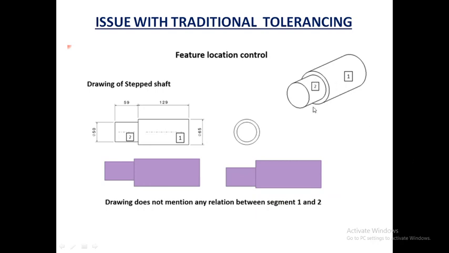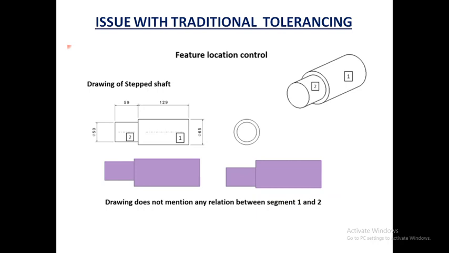This is a step shaft, and this is a drawing for the step shaft having a smaller diameter of 50 mm, a larger diameter of 65 mm, and lengths of 129 mm and 59 mm respectively. This step shaft can be made using a lathe. So the bar is put on the lathe and turned to the dimensions as shown.